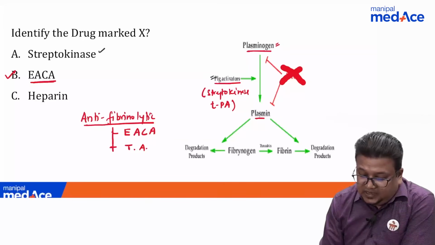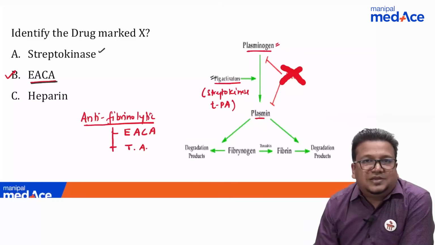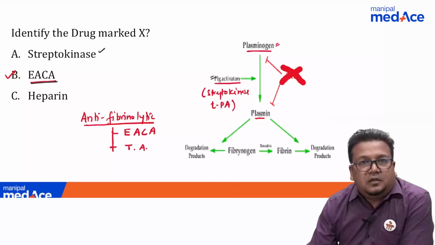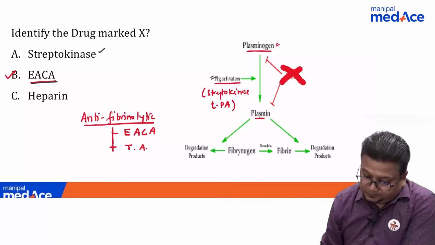So EACA or epsilon aminocaproic acid or tranexamic acid, which are used as antidote to streptokinase, reduce or stop bleeding caused by the fibrinolytic overdose.